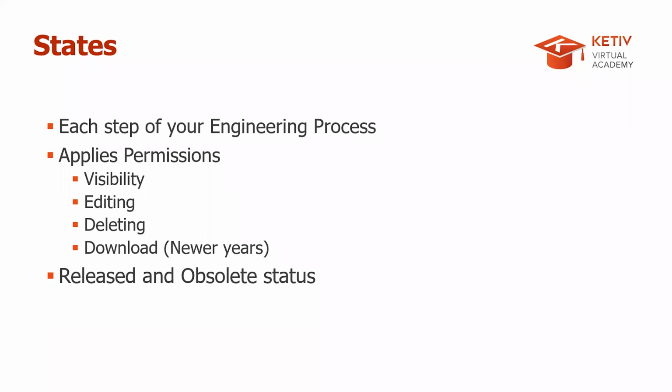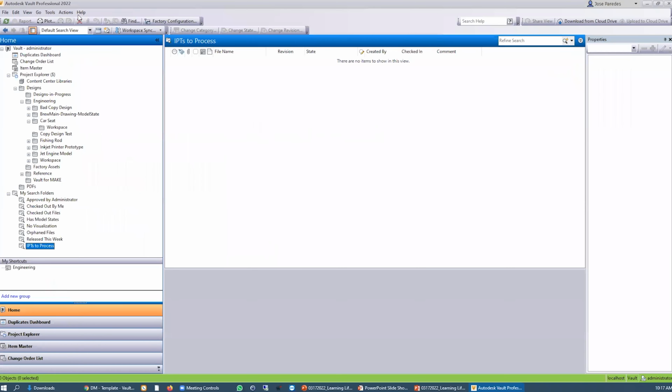And each state will apply different types of permissions, whether a person can see it, whether a person can edit it, delete it, or, I guess one of the newer things in the newer versions, whether a person can download these files. And you can also mark certain states as released or obsolete. So let's go back into Vault and take a look at what that looks like.